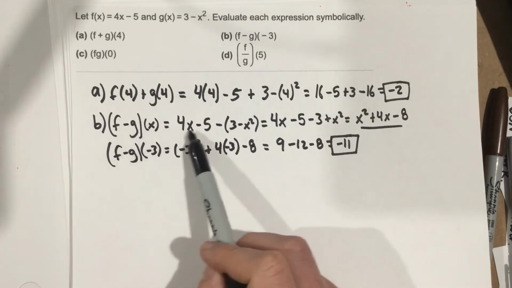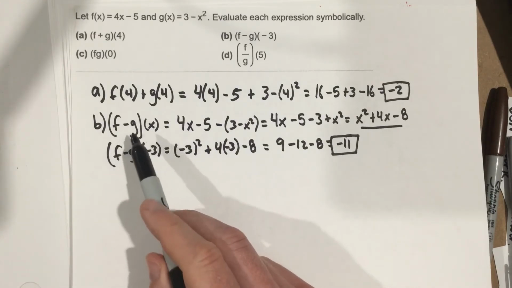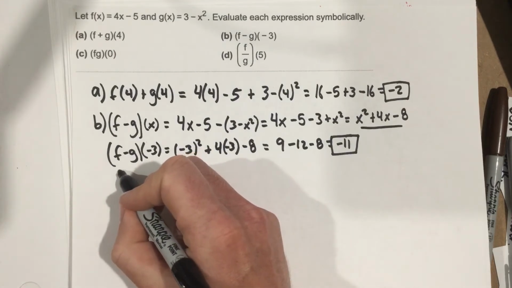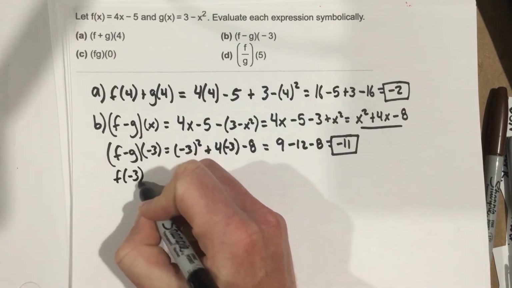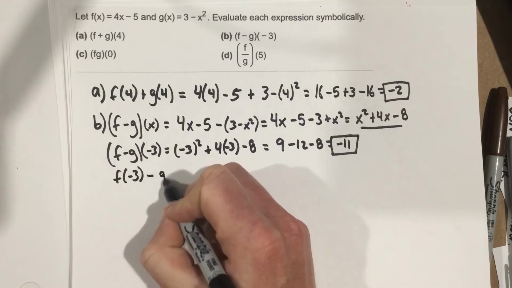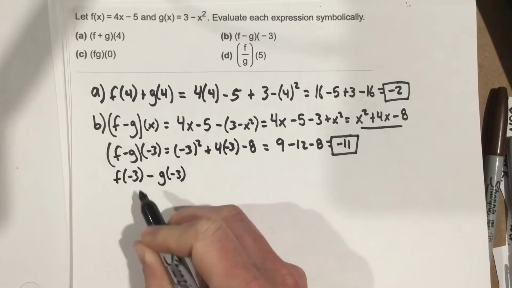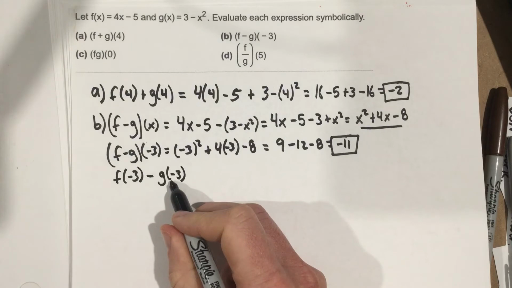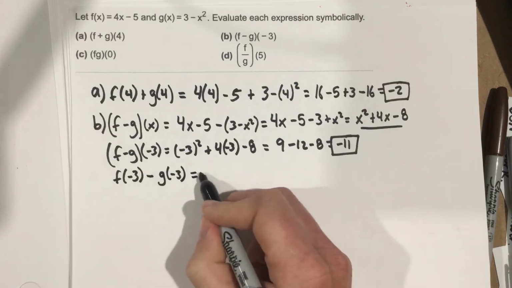The way to do part B would have been to just do f of negative 3 minus g of negative 3. And if you do f of negative 3 minus g of negative 3, you would have ended up with negative 11 as well.